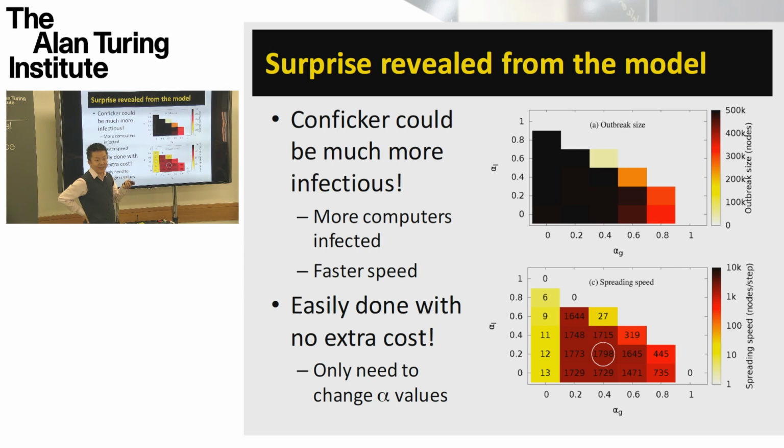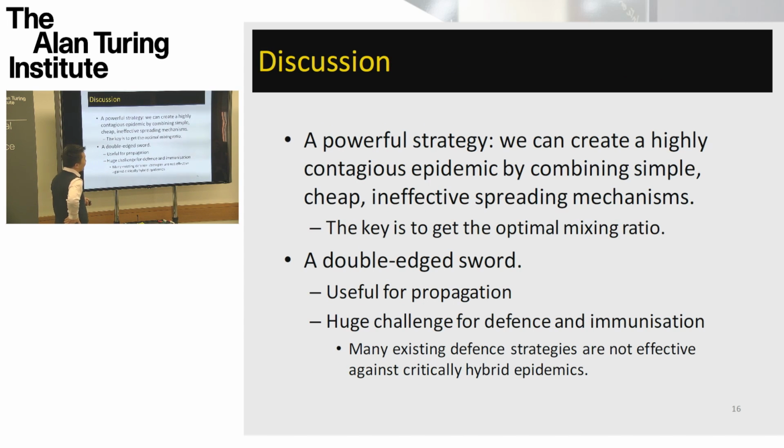Although this already, as I said, is on record the most infectious worm we have observed, we can easily make it more powerful. So the lesson here is simple: it is possible to combine simple things to build a much, much more powerful spreading epidemic. And that is a double-edged sword.